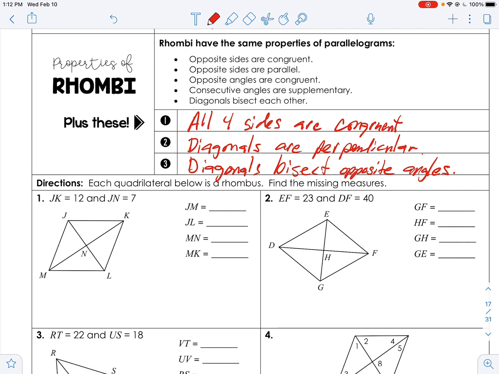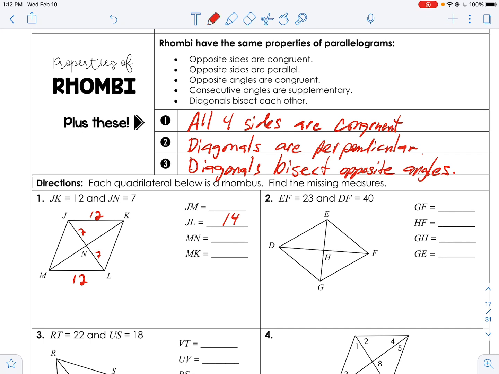Okay, so let's look at a rhombus. We know that JK is 12, and we know that JN is 7. Since opposite sides are congruent, that's 12. And since the diagonals bisect each other, that part is 7. So we need to find the missing measures. Well, JM we don't know yet. JL we can do. That's 14.